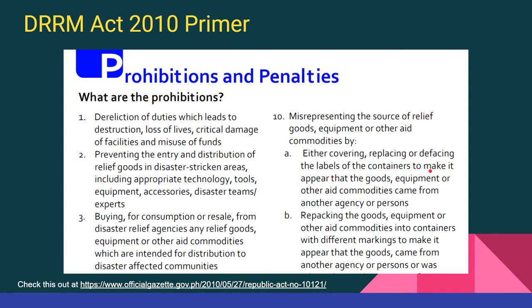Misrepresenting the source of relief goods, equipment, and other aid commodities by covering or replacing the labels of the containers to make it appear that the goods, equipment, and other commodities came from other agencies or persons, and repacking the goods or other aid into containers with different markings. Okay, those are all prohibited. You can check this out from the Official Gazette. I'll provide the link in the description below.